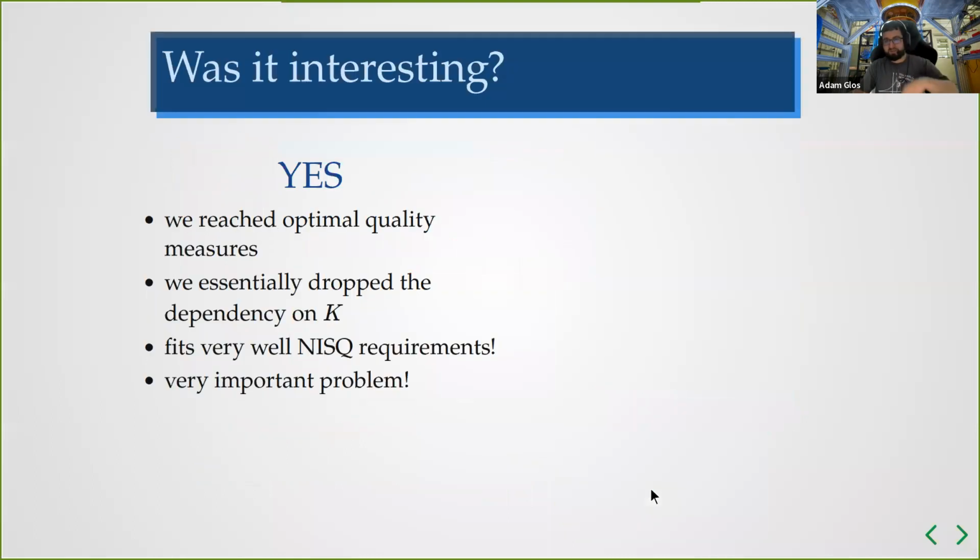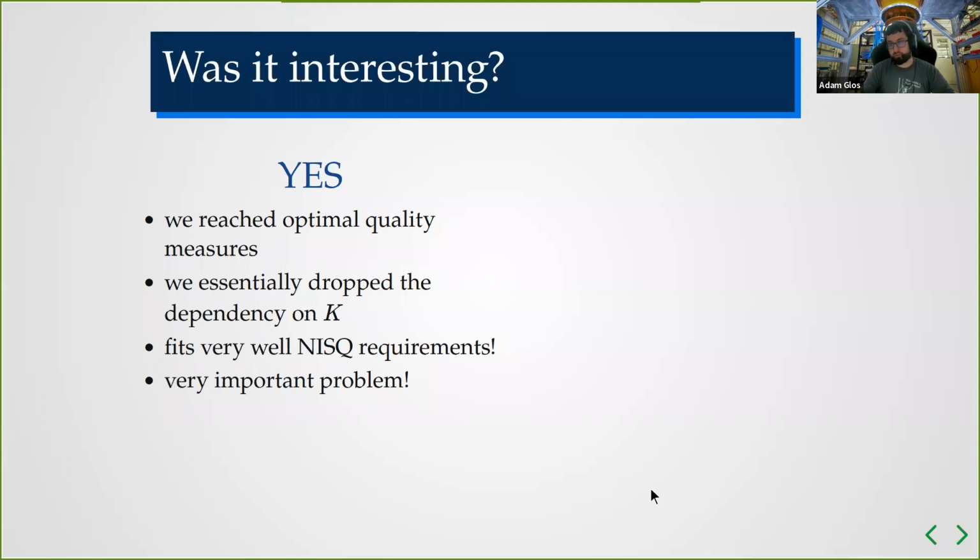So what about a summarization of the still previous presentation? Was the result we obtained for the max KCAT interesting? I guess it's a very strange slide for the middle of the presentation. So definitely it was interesting, and there are multiple reasons. We reached optimal quality measures, as I spoke before. We essentially dropped the dependency on K. This dependency is now very, very weak, almost could be ignored in most cases.